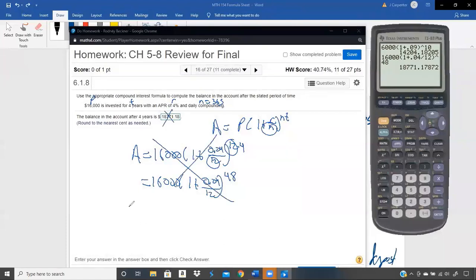That's wrong. It's supposed to be 16 grand, 1 plus 0.04 over 365, raised to 365 times 4. I just had months stuck in my head for some reason, and I would have gotten that wrong. You know, it will be close. Our answer is not going to be that far off from $18,700.